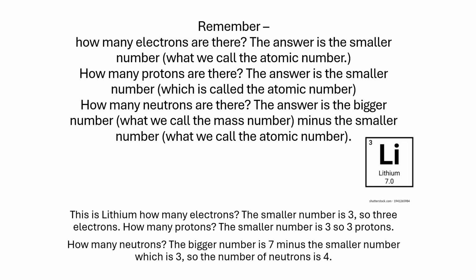Now the bigger number is how heavy that atom is. Now, saying how heavy is totally scientifically wrong. We have to use the word mass, but in your head, if you find it easy, say heavy. So 7 is the number of protons and neutrons together.